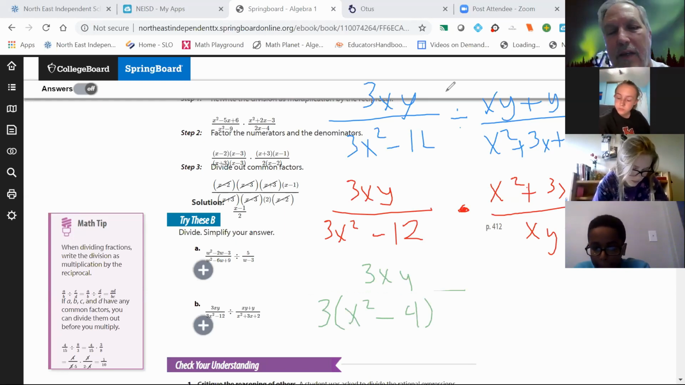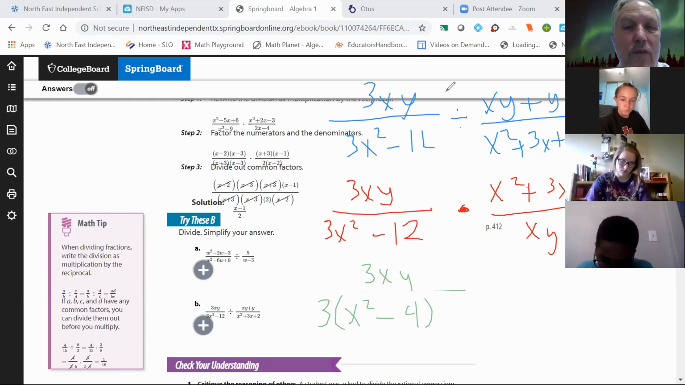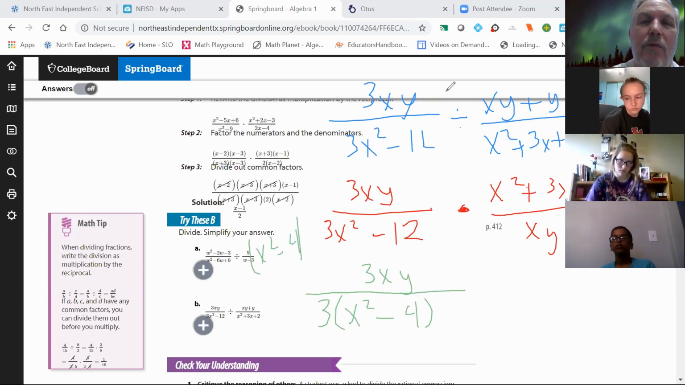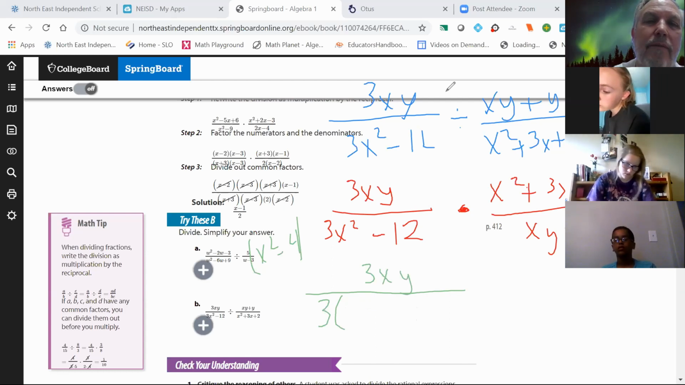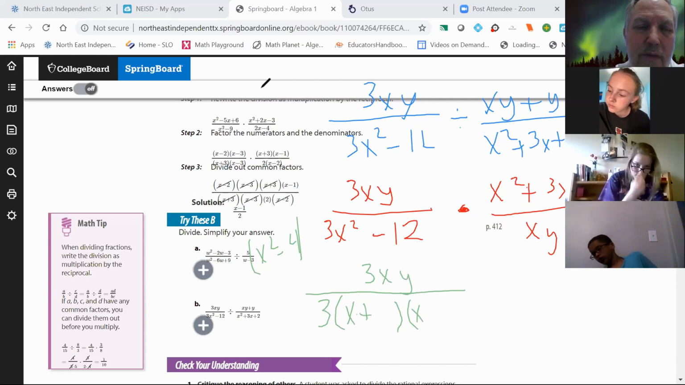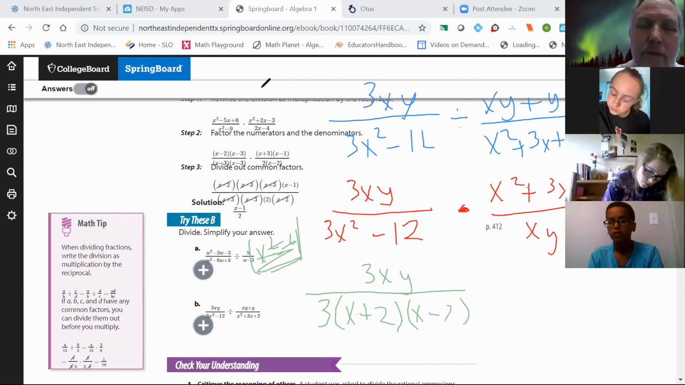And as I look at that, I'm noticing that the x squared minus 4 is a difference of 2 squares. So it's x squared minus 4. It's a difference of 2 squares. And so I'm going to go ahead and erase it because I can factor it here. And that's going to be x plus 2, x minus 2. Okay, that's what that becomes.